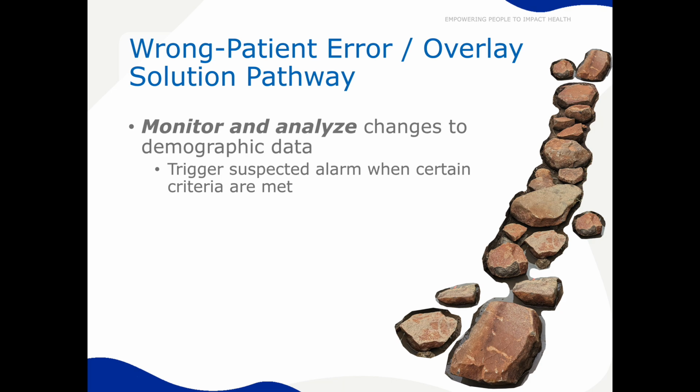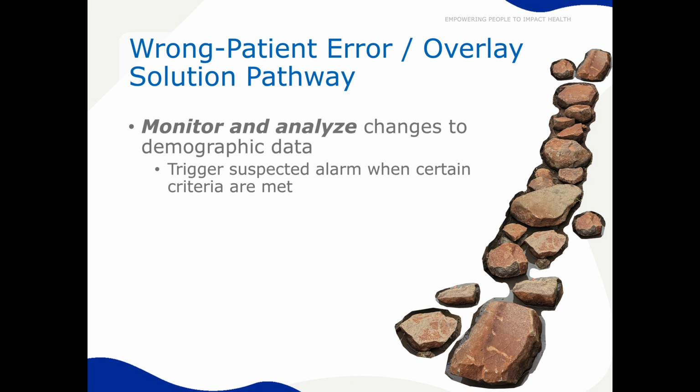For demographic changes, we can monitor the changes when they occur in real time and then use algorithms to determine if something rises to the level of a possible overlay. Not just put everything into a queue and call them overlays, and then have individuals on the data integrity or HIM teams look to validate. The software should do that.